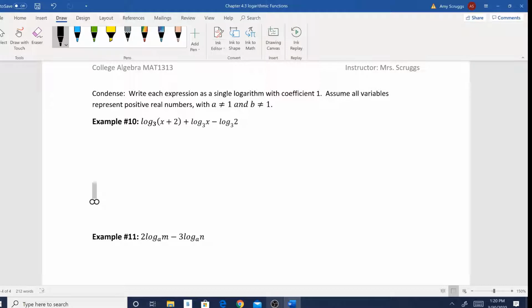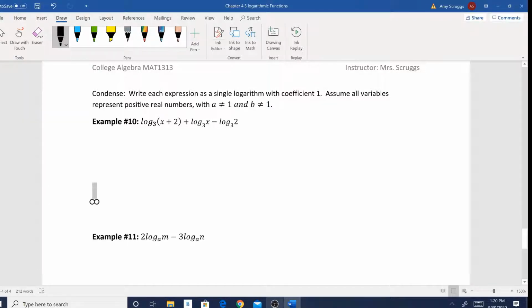Now, why it's important to be able to condense is if you do have to solve a logarithmic equation with multiple logs such as this, then before you can rewrite it into exponential form, you have to condense it first. So that's why we are learning how to condense.